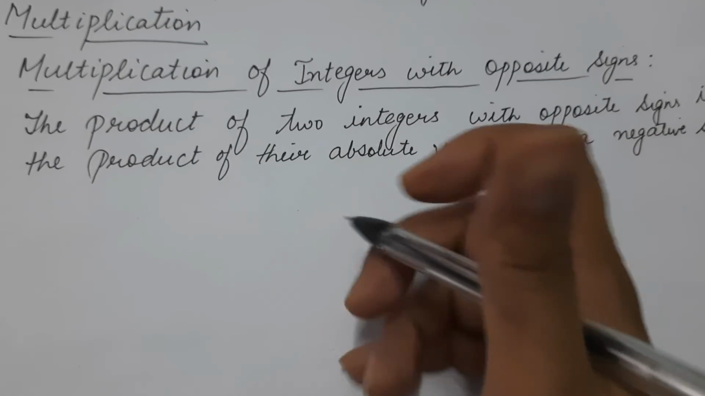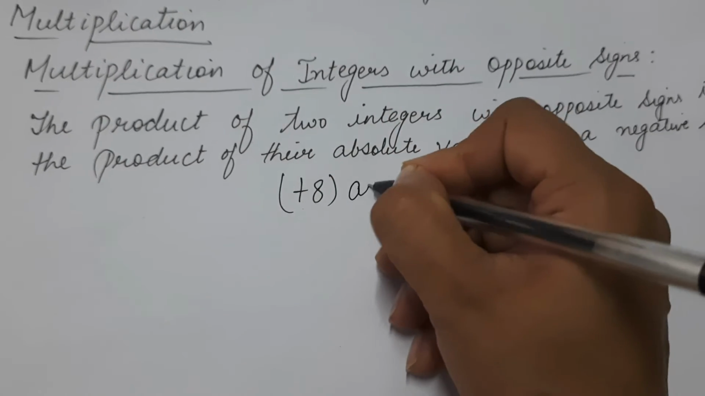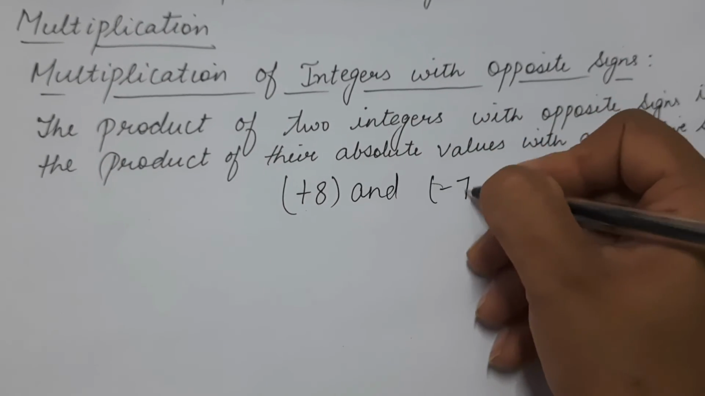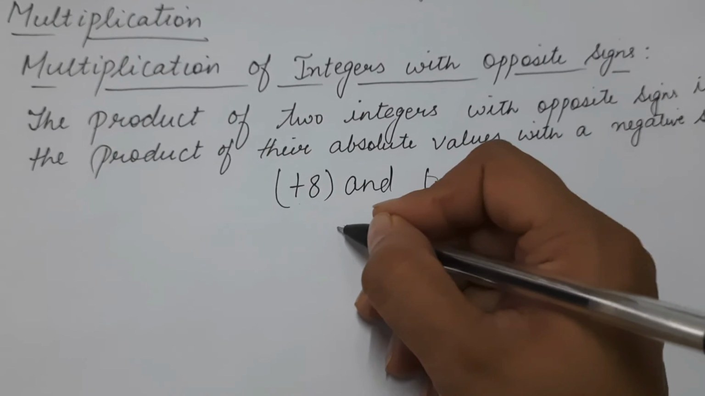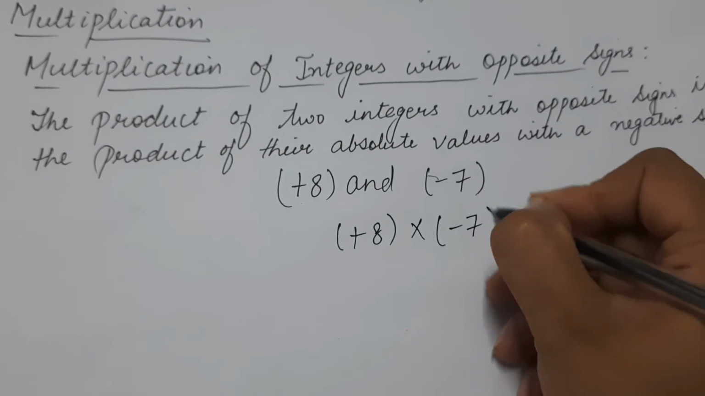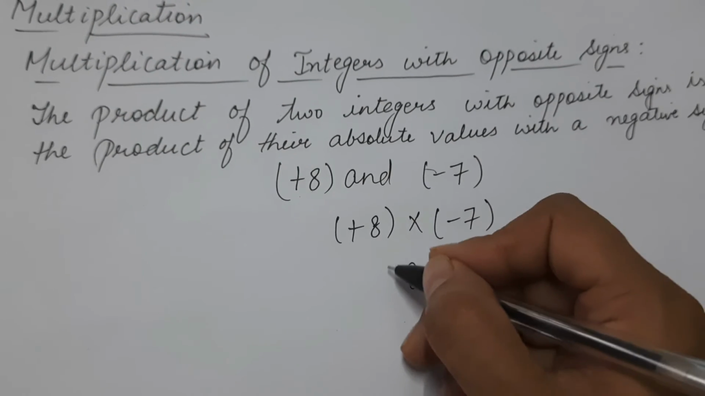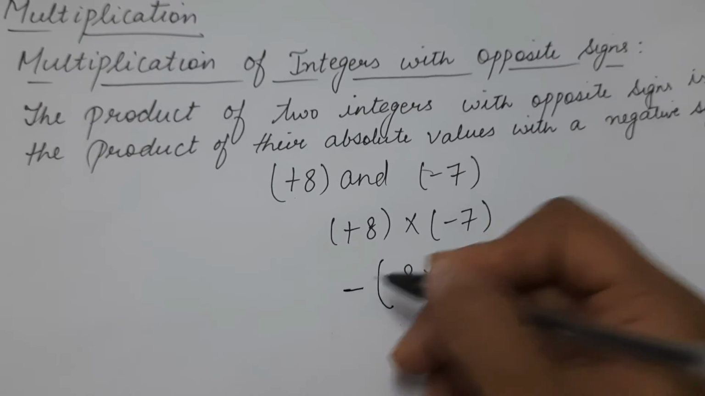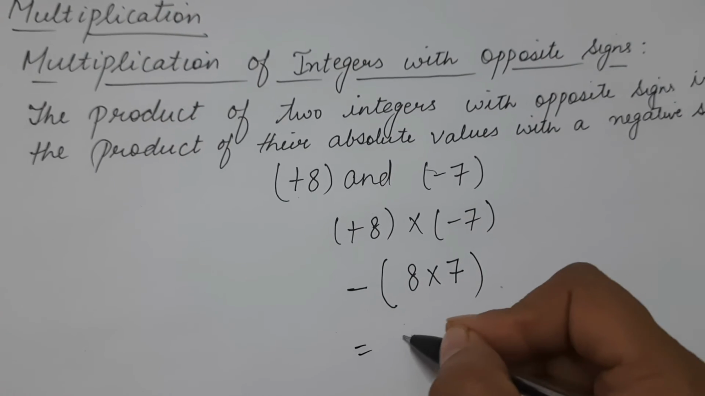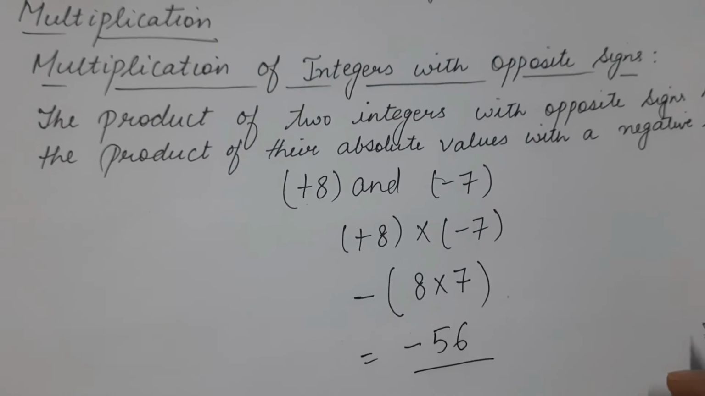I will explain with an example. Suppose we have to multiply +8 and -7. Then what will be the product? The product will be the product of their absolute values. We will multiply 8 and 7 and the sign will be negative. Okay, so it will be -, 8 7s are 56. So your product will be -56.